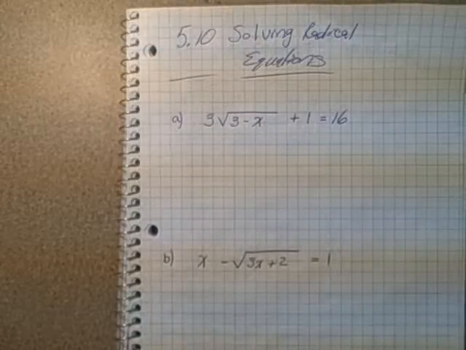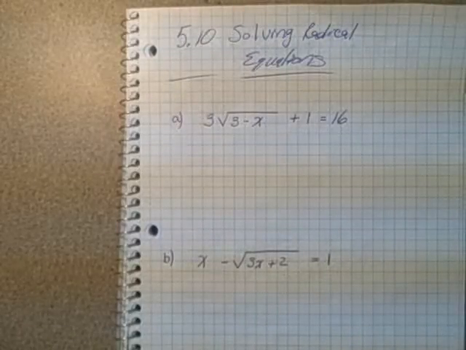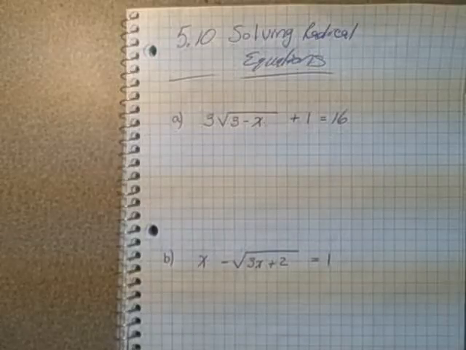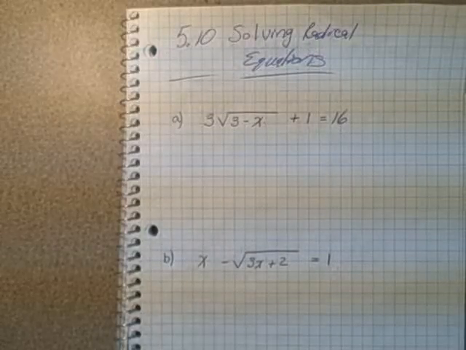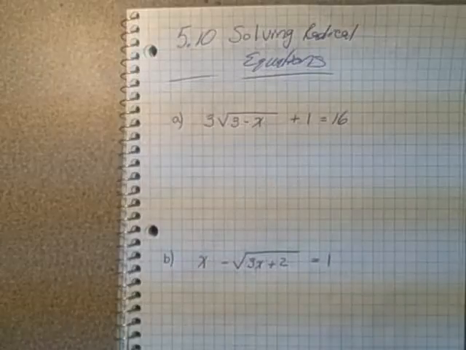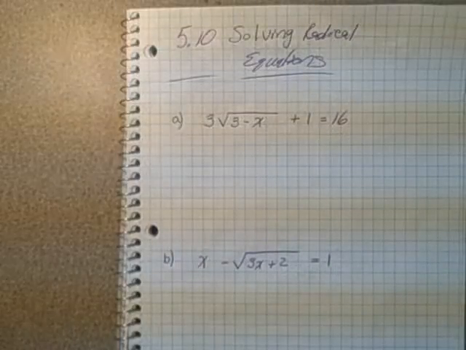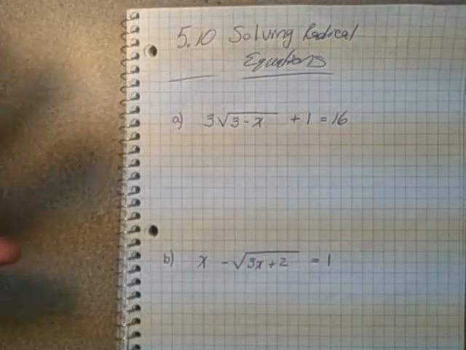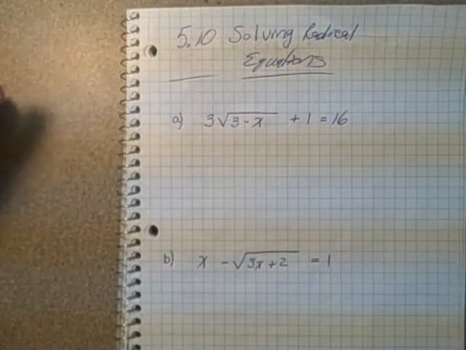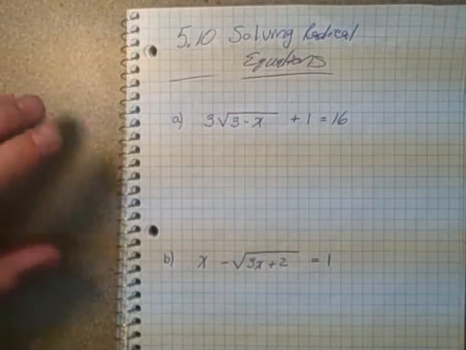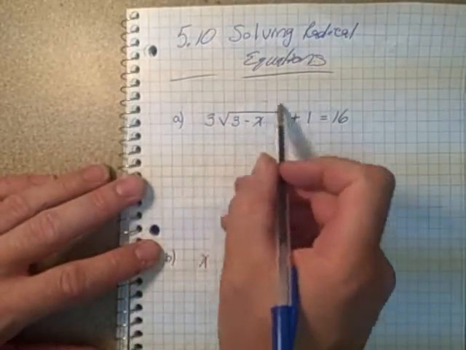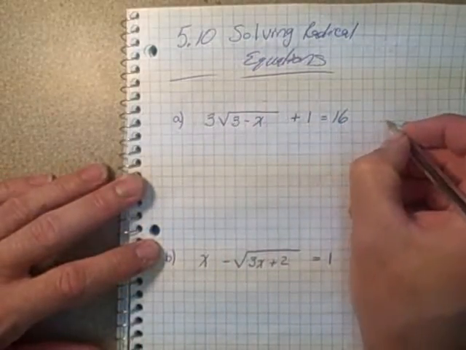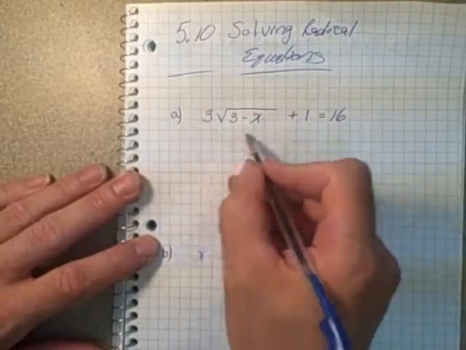Okay, in this tutorial we're going to be looking at solving radical equations, and that means ones that have radicals in them, where the variables are under the radical sign. So for the simpler examples, what you want to do is try to isolate the radical sign by itself. That's your idea.